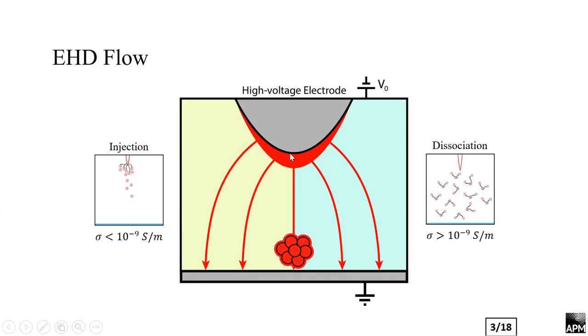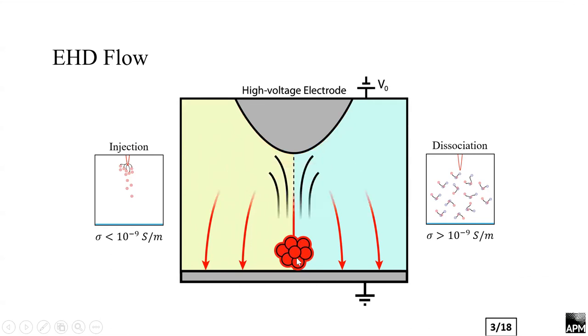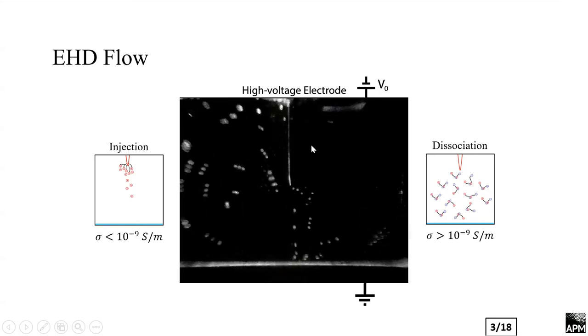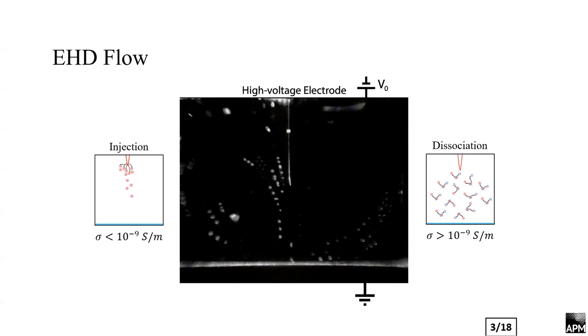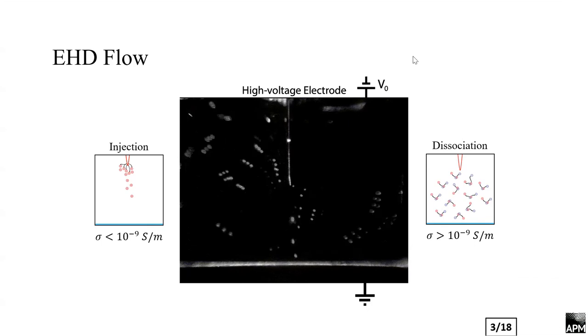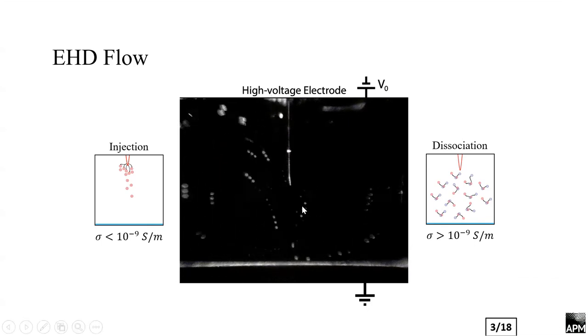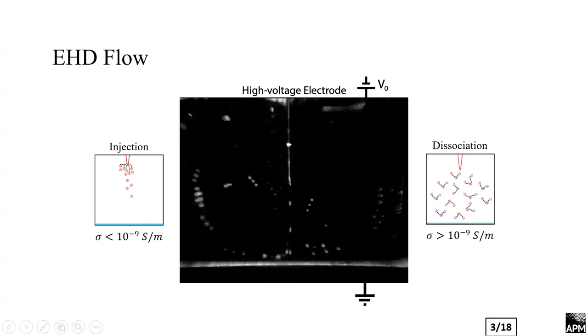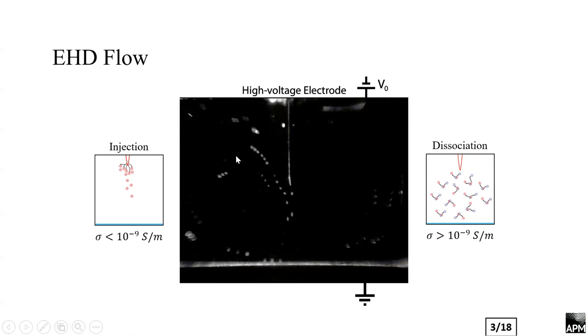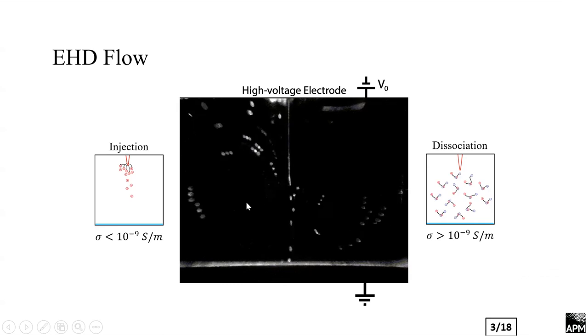So as I said, space charge appears, it begins to move due to Coulomb force and due to collisions with neutral molecules, the whole liquid begins to move. And here you can see a video of the experiment. So it is a blade plane and we apply high voltage and the EHD flow appears. It is a visualization with the help of air bubbles.